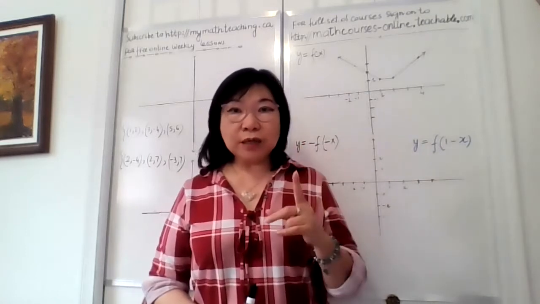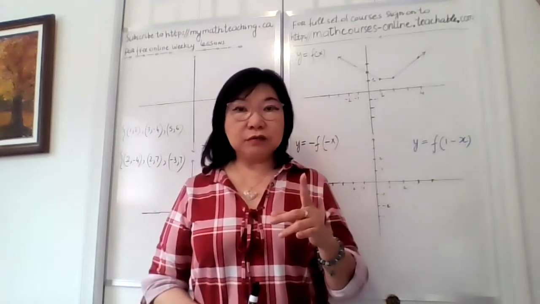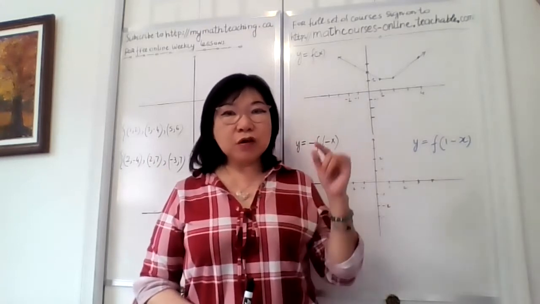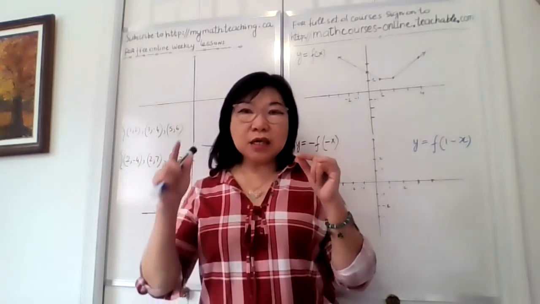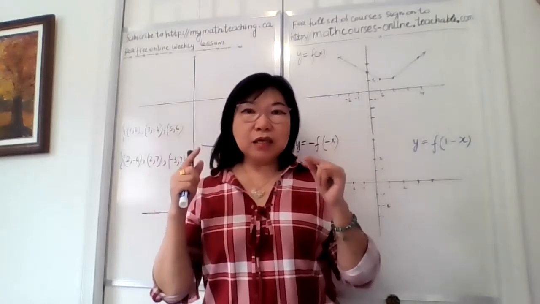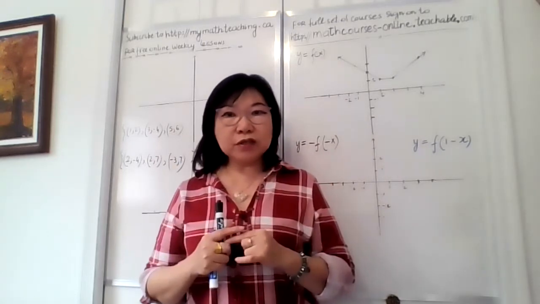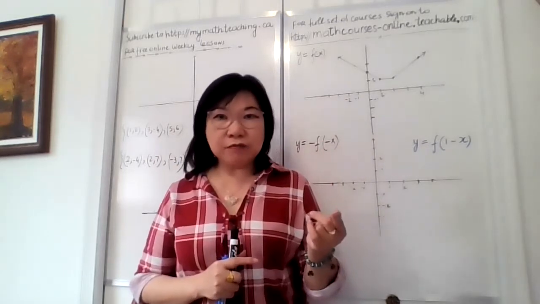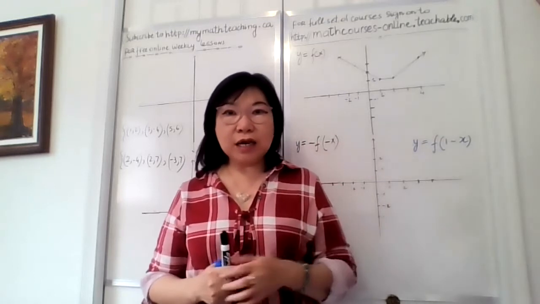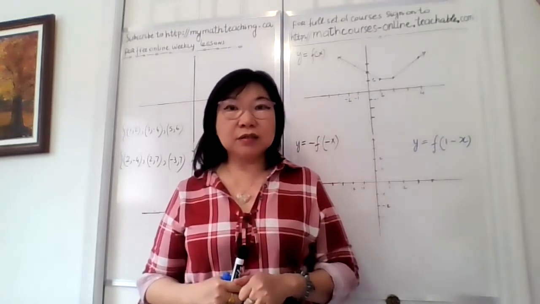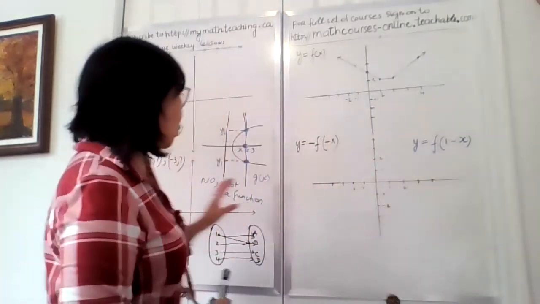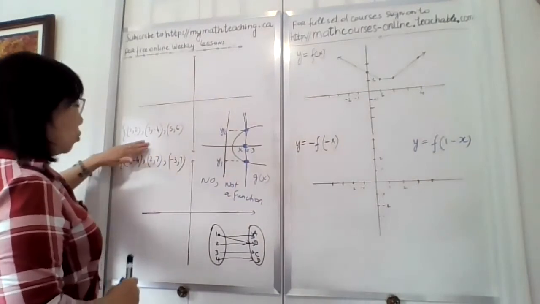For example, the one-to-one function and the inverse function. The one-to-one function means that for any x, you get a different y. And if it is a one-to-one function, then it can have an inverse. If it's not a one-to-one function, you cannot have an inverse. Okay, so now let's get back to our coordinates.